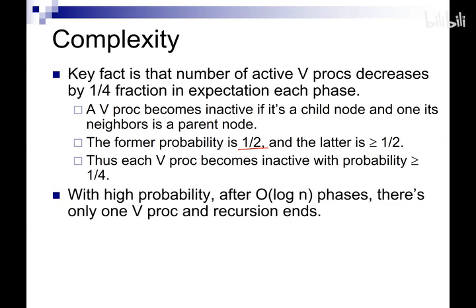So that means that every round in expectation, we deactivate a quarter of these processes. And eventually, when you're down to one vertex process, that's when your recursion ends. This is going to happen in log n phases, because every phase you lose a quarter of your processes. So after log n phases, you're going to be down to a single process.